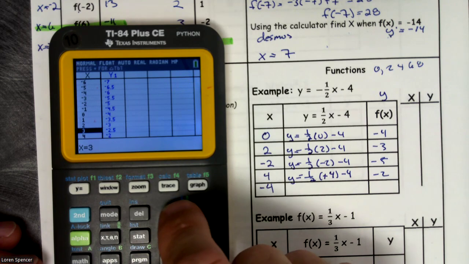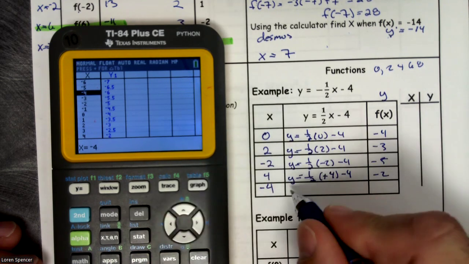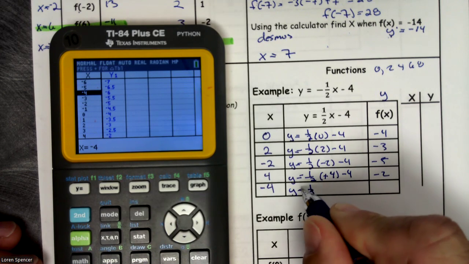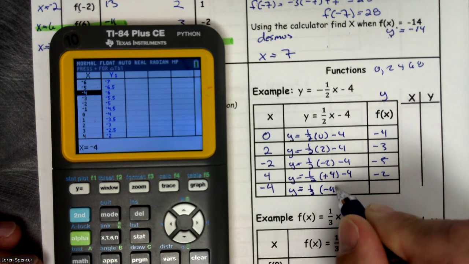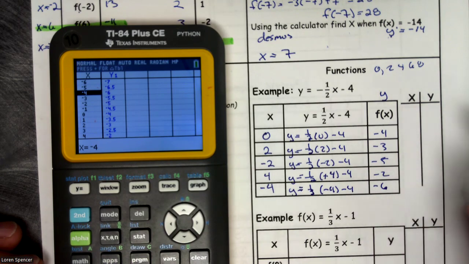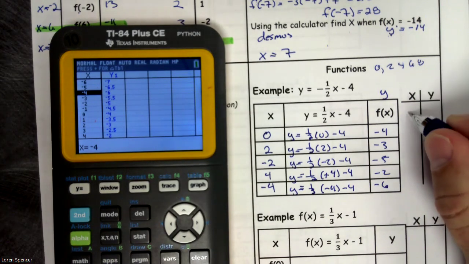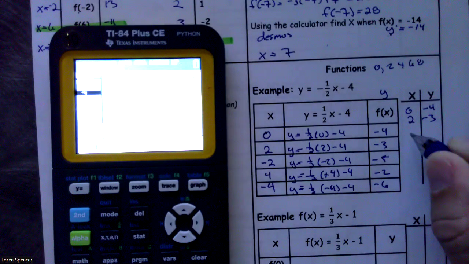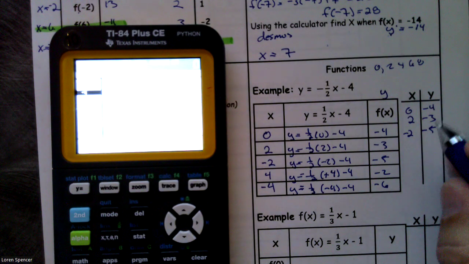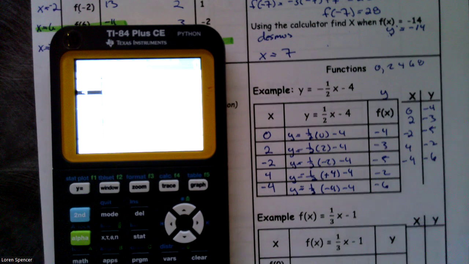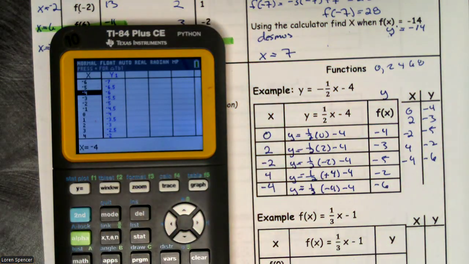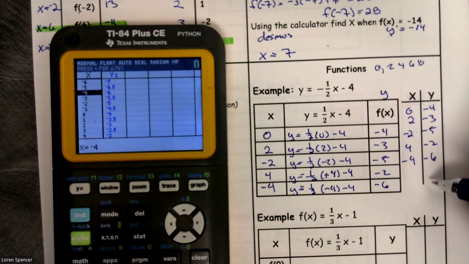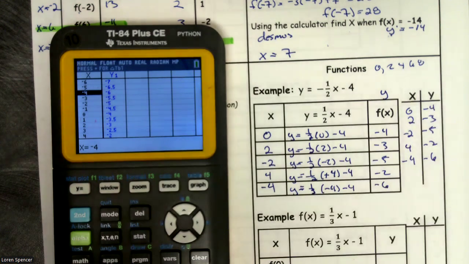And then we're going to do the -4. And at -4, we have y equals 1/2 times -4 minus 4, and that gives me -6. So if I was looking at this, I would have 0, -4, 2, -3, -2, -5, 4, -2, and -4, -6. Lights are back on. All right. So my domain, remember the x's are the domain. This is my range. Y is my range. And that takes care of that one.